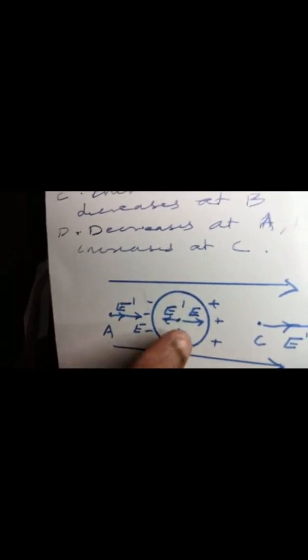E is in this direction. E dash is in this direction, from this plus to this minus E dash. So the field at B is E minus E dash, or the field at the point B is reduced.